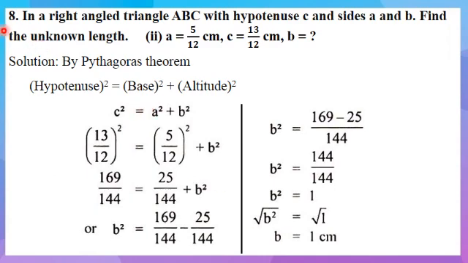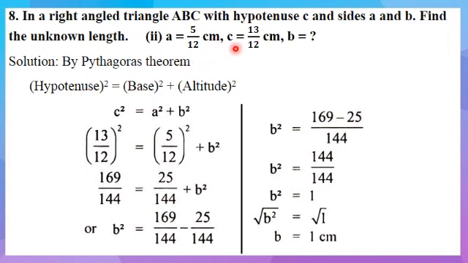Okay, now we are moving to question number 8. In a right angle triangle ABC with the hypotenuse C and the sides A and B, find the unknown lengths. A is given to you, C is given to you and B is the missing one, and it is already told us that C is the hypotenuse. So according to the Pythagoras theorem, base square plus perpendicular square is equal to hypotenuse square.